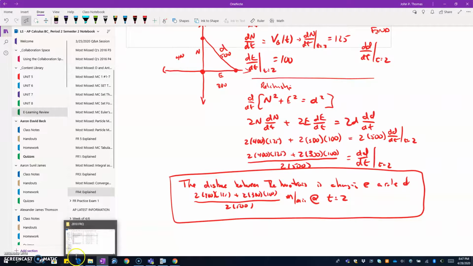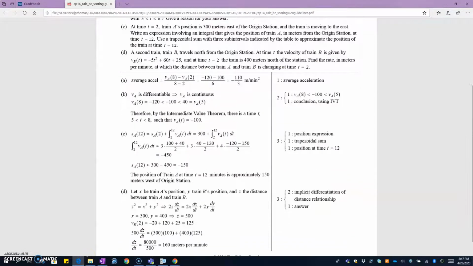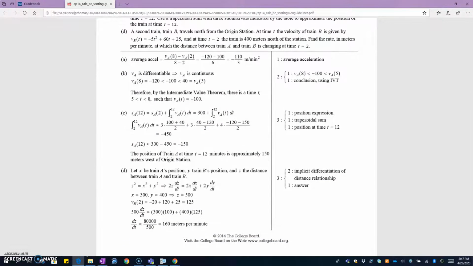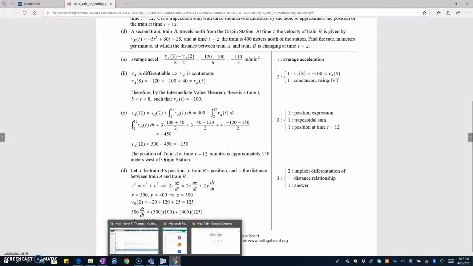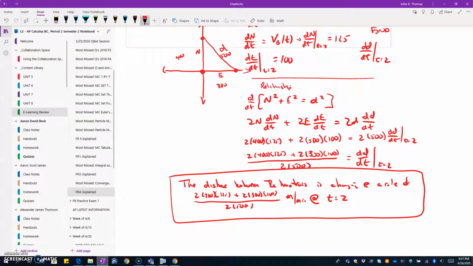If I check real quick just so that we have it there, that corresponds to 160 meters per minute. But again, we don't actually have to calculate that unless we want to, because trailing calculations aren't considered. I hope that helps.